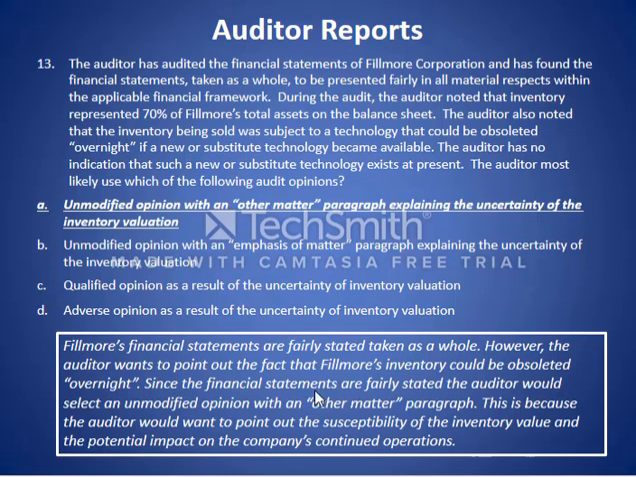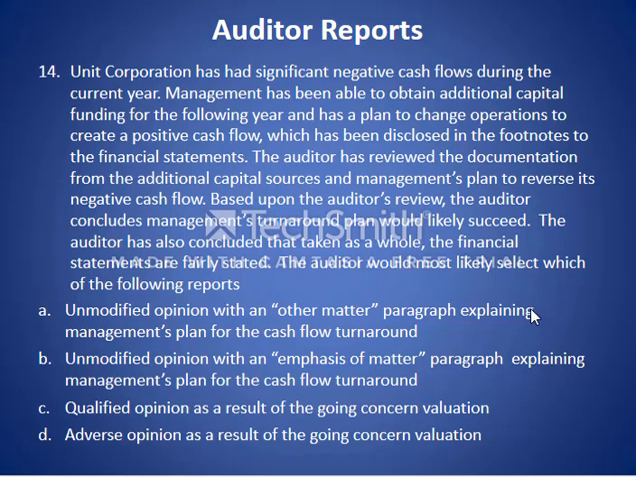Since the financial statements are fairly stated, the auditor would select an unmodified opinion with another matter paragraph. This is because the auditor would want to point out the susceptibility of the inventory value and the potential impact on the company's continued operations. So with that, let's take a look now at question number 14, and again a rather lengthy question body.